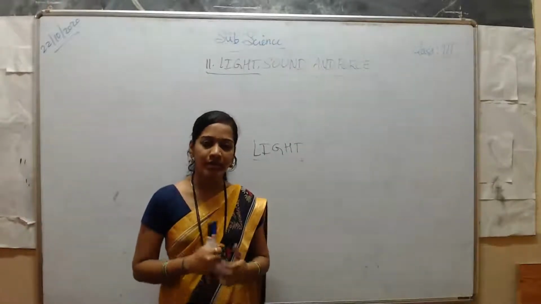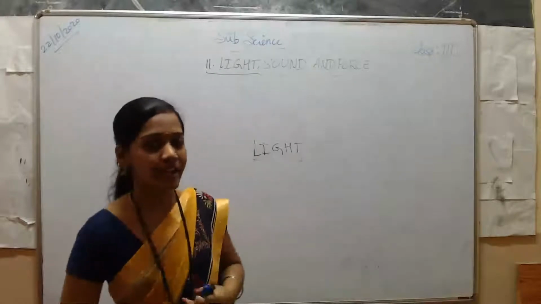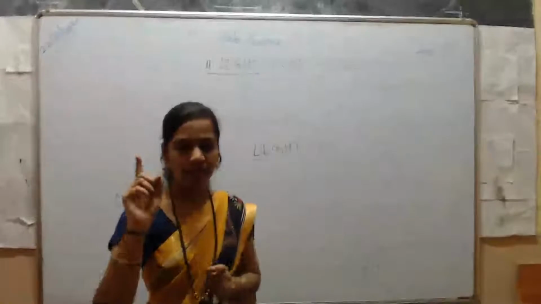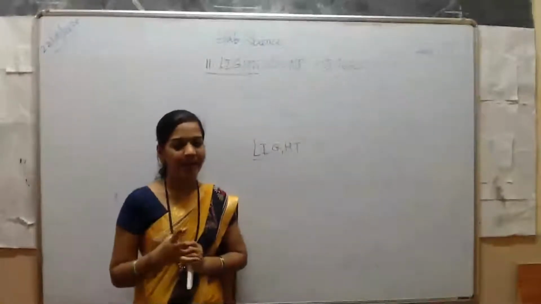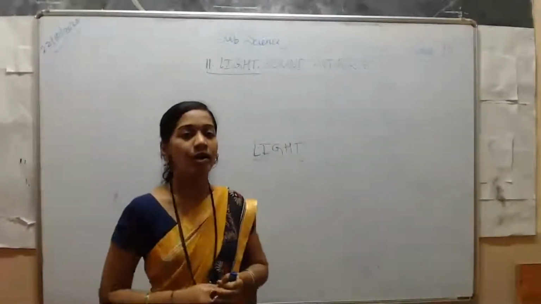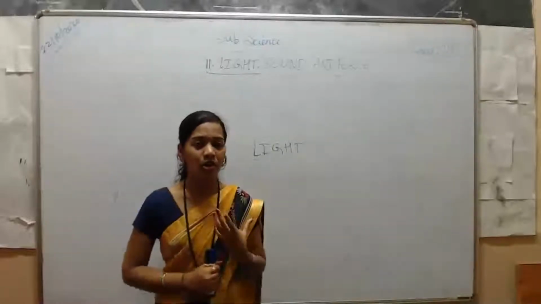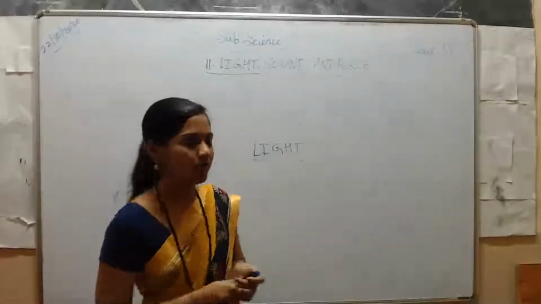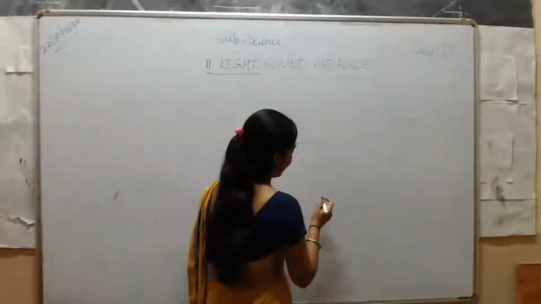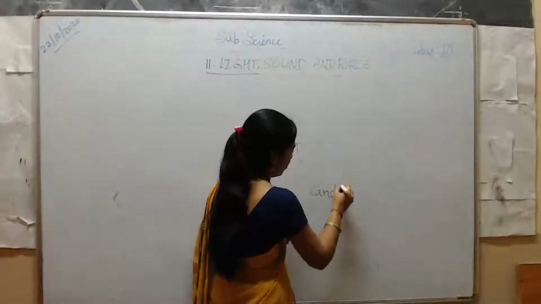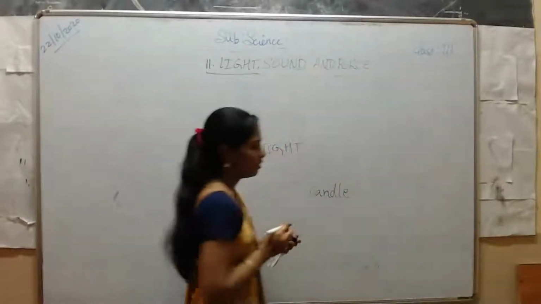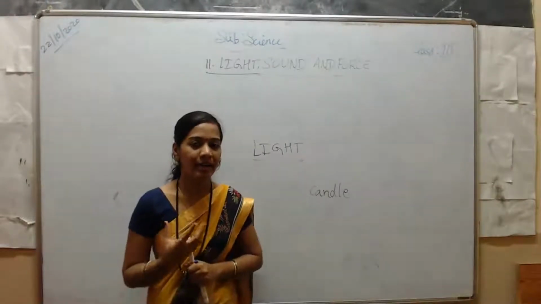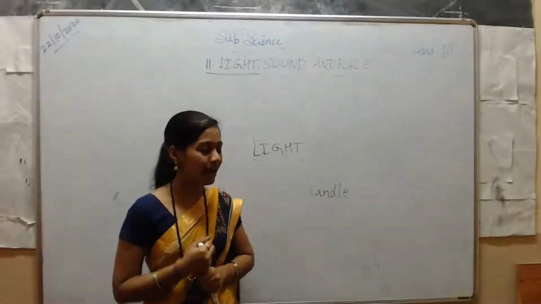Have you seen a candle? From where do we get this light? We get light from the sun. First of all, the light comes out from the sun. Then, what are the other things from which we can see light? For example, a candle, right? If you light a candle in a dark place, the candle gives light. It emits light, right?